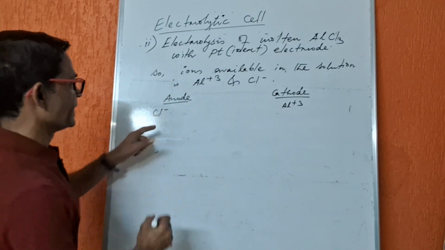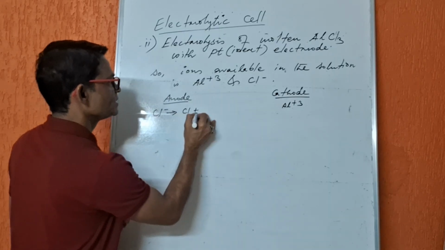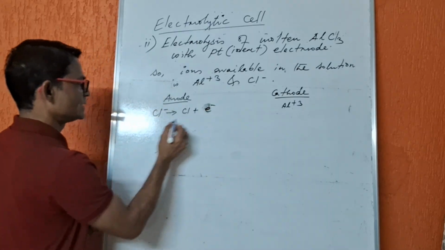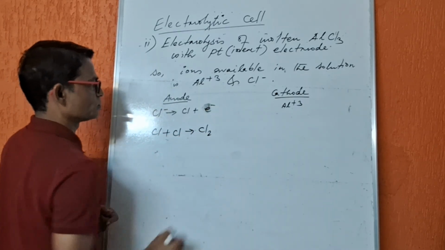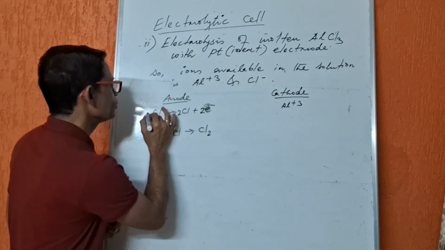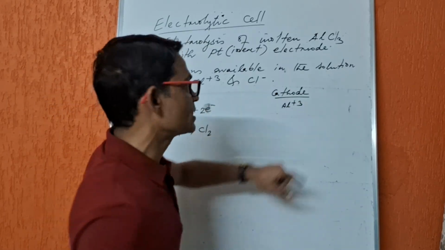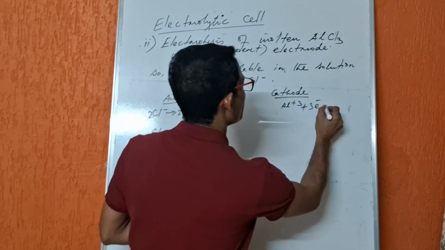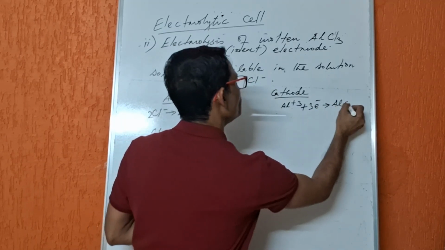At the anode, Cl minus will lose an electron and form Cl in atomic form. This Cl plus Cl will give Cl2. That means 2 electrons, balancing. Aluminium Al plus 3 at the cathode accepts 3 electrons and produces Al in solid form.